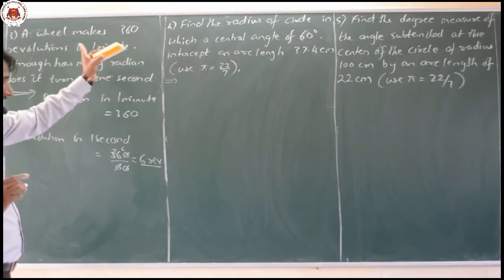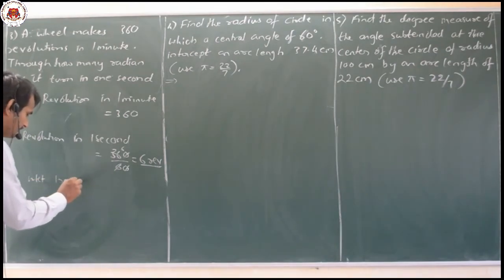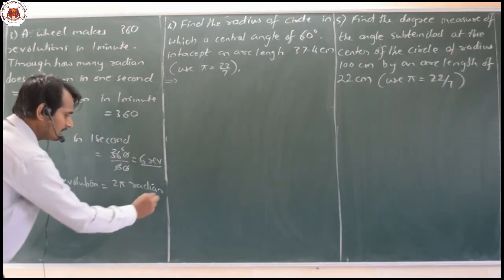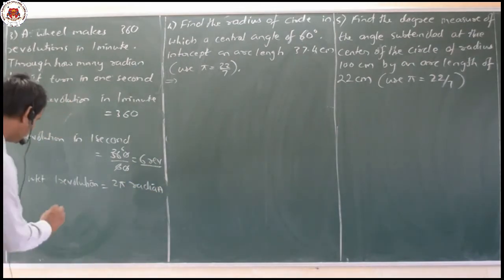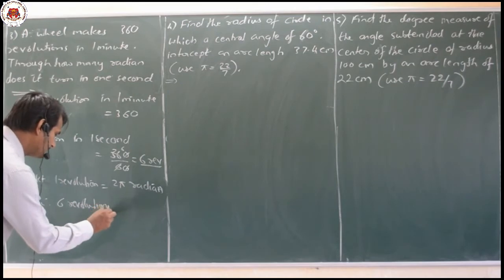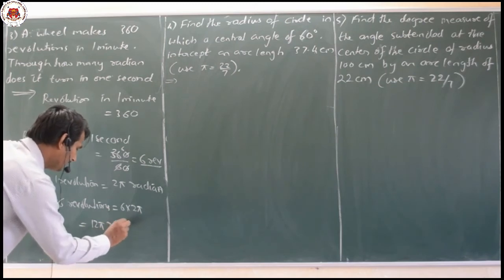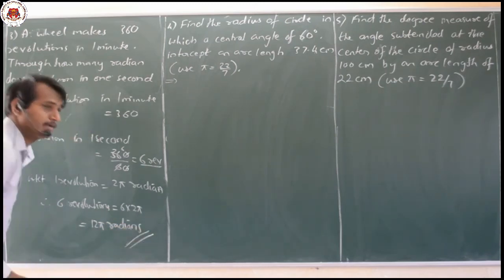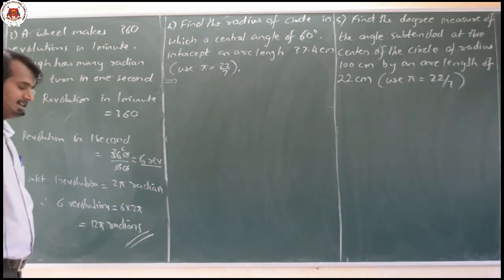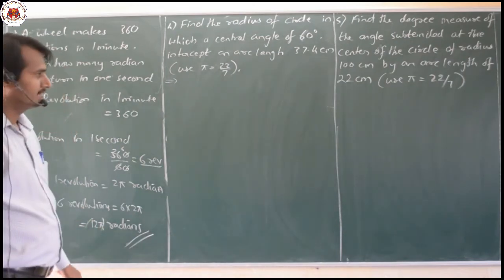How many radians does it turn? We know that one revolution is equal to 2 pi radians. So 6 revolutions is equal to 6 into 2 pi, which is equal to 12 pi radians. That is our required result. If you want, you can substitute pi is equal to 22 by 7 and write down the radians, since it is our angle in terms of radians. That is the first question.